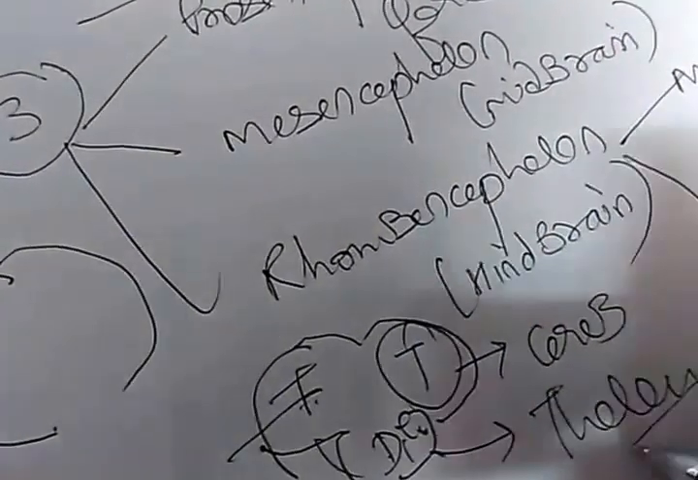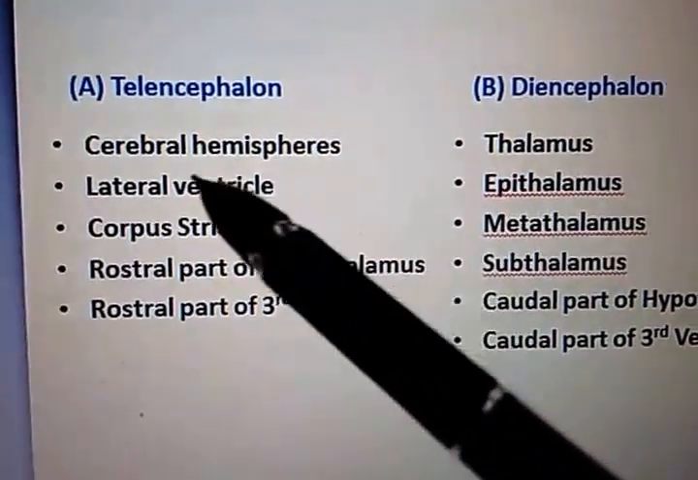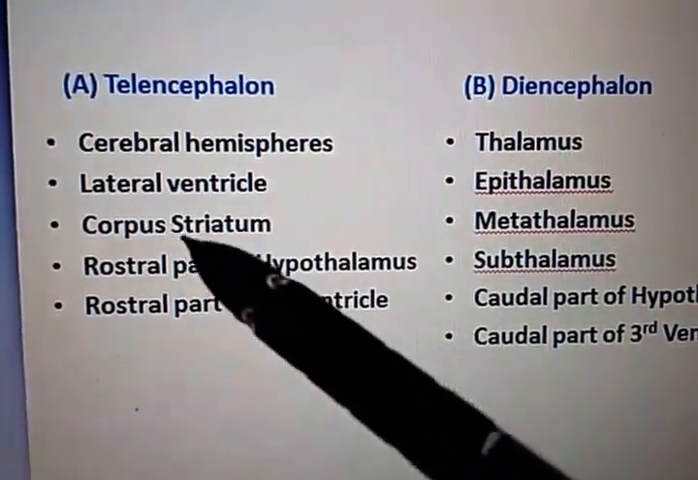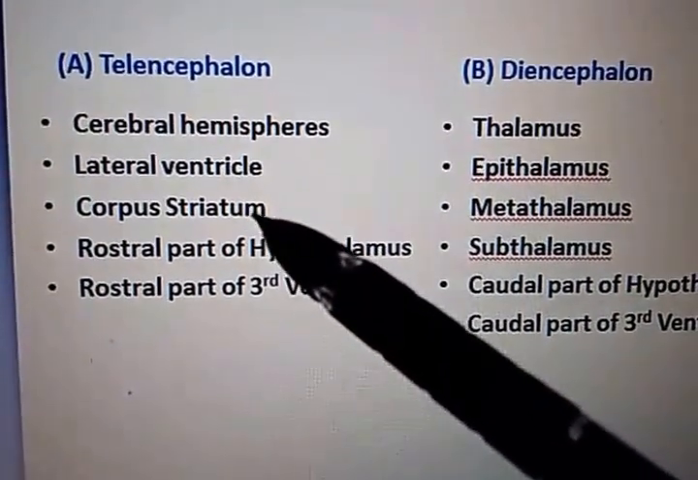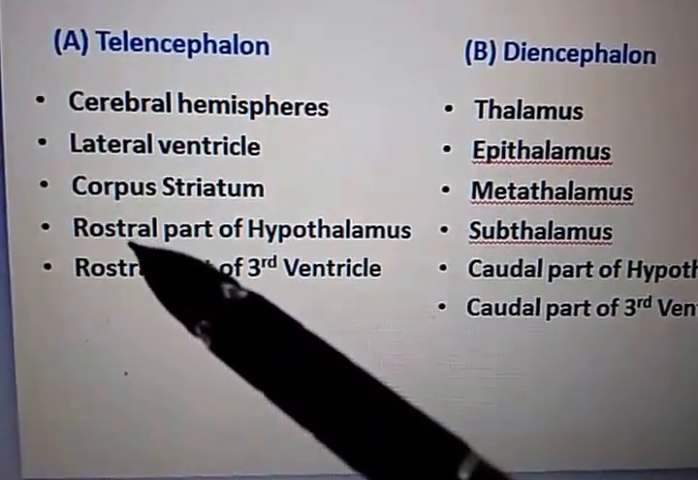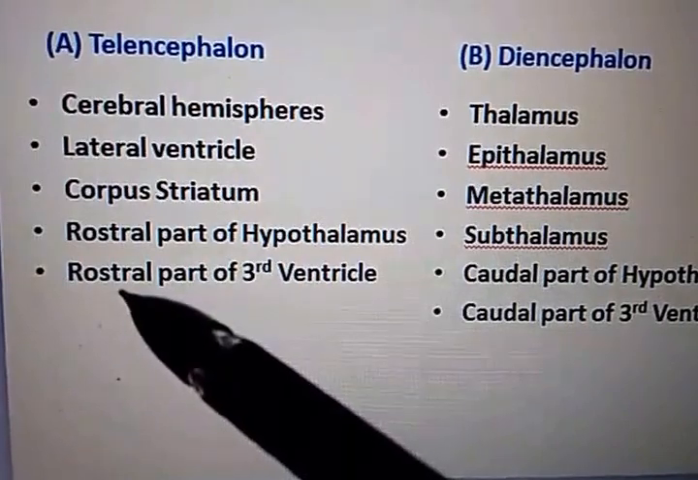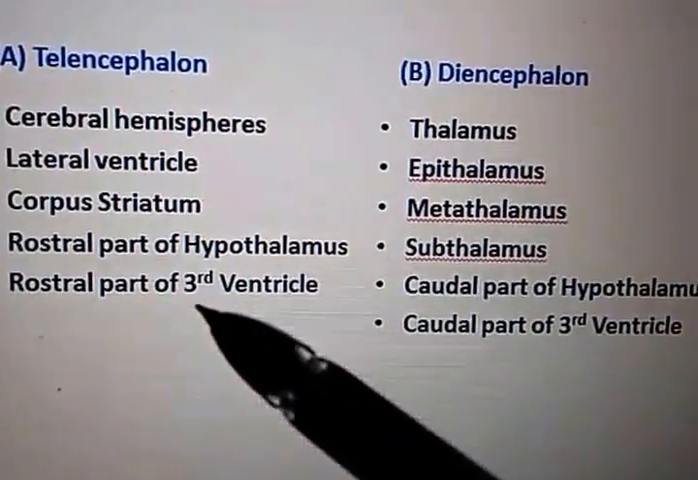Okay, outer lateral part is telencephalon, which mainly forms cerebral hemisphere, and diencephalon, which forms thalamus, etc., retina also. But for now you should know that telencephalon is forming cerebral hemispheres, lateral ventricles, corpus striatum, which is a part of basal ganglia, the rostral or initial cranial part of hypothalamus, or the beginning part you can say, and also it forms the rostral part of third ventricle.